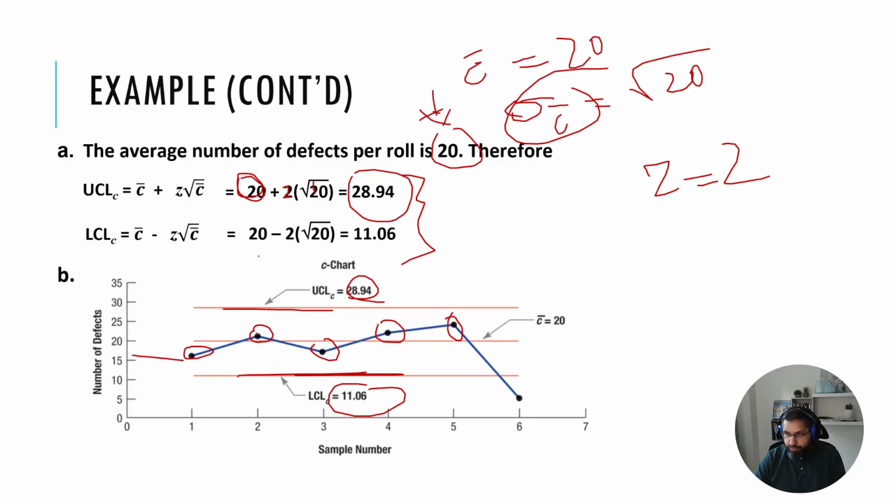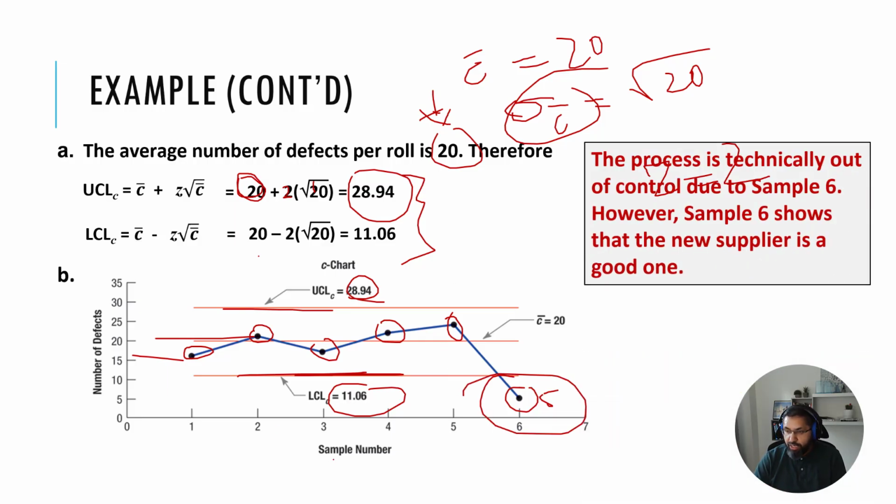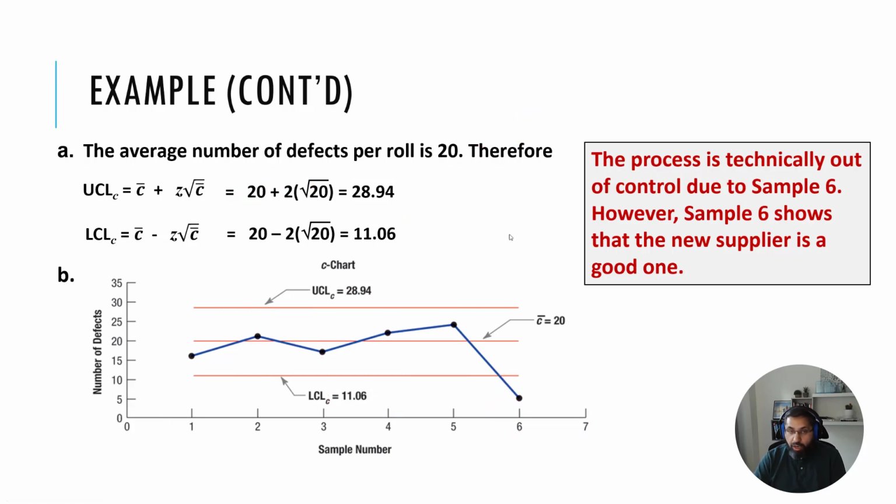So we plot that: 16, 21, and so on. And then the last value was 5. So this is out of control. The process is technically out of control because we got too few defects. But remember, this was pulp from a different supplier, a new supplier. So it's possible that the new supplier's pulp enables us to work at a better level than we were working before. So it is out of control, but in a good way. We still want to investigate that. Is it a one-off thing?